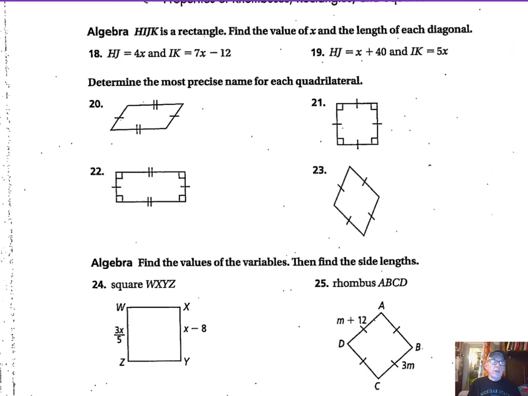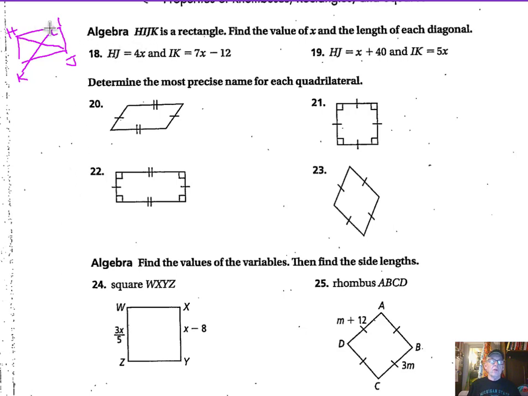Okay, so for number 18, they are telling us that HIJK is still a rectangle. We want to find the length of X. I'm going to draw a new rectangle on this page. So I'll draw it over here. Then it's still HIJK. And let's see what we got. So H to J is 4X, and I to K is 7X minus 12.